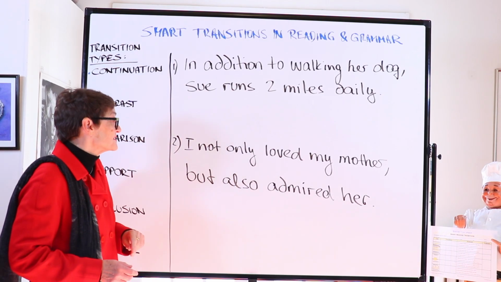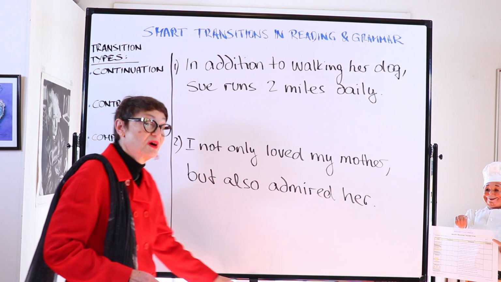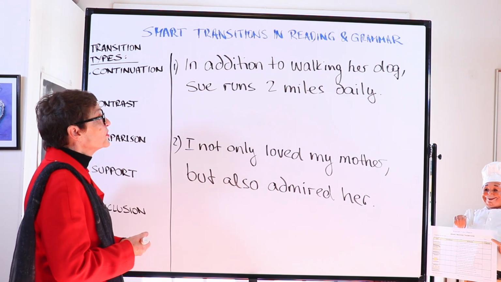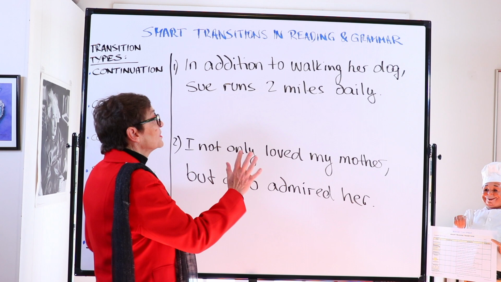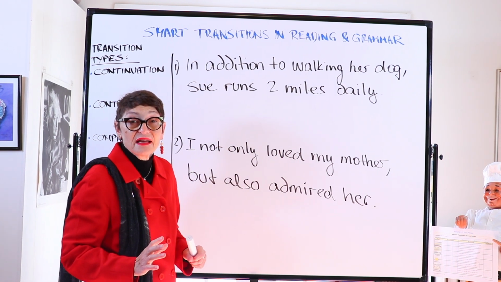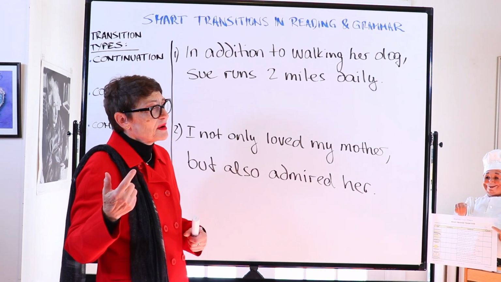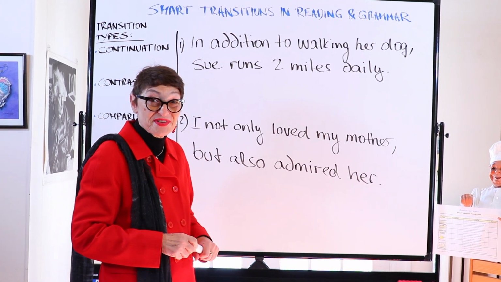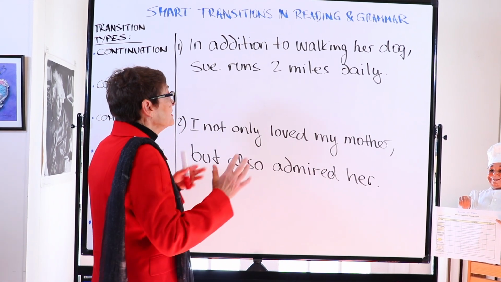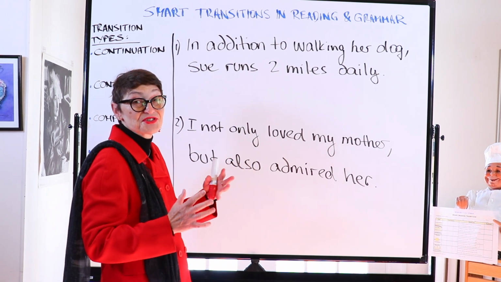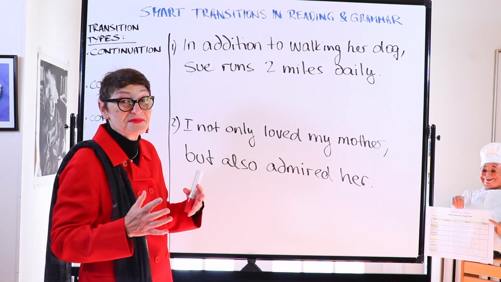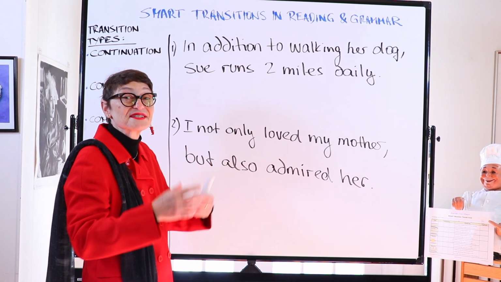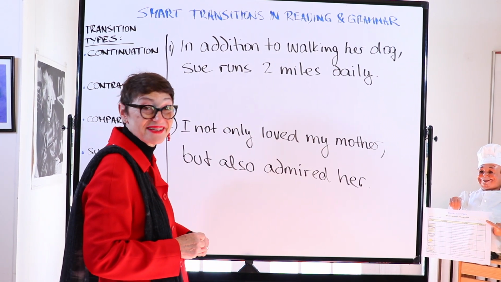We have 2 sentences here, sentences 1 and 2 on your worksheet. In addition to walking her dog, comma, Sue runs 2 miles daily. And you might wonder, why didn't you just read the comma? Well, in case you were watching the sentence structure and punctuation video, then you will know that reading the comma, analyzing the sentence structure also will help you become a better reader, because then you can zero in on the core message of the sentence more quickly.